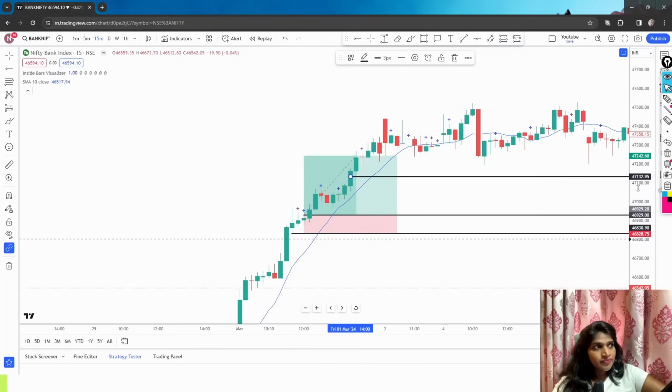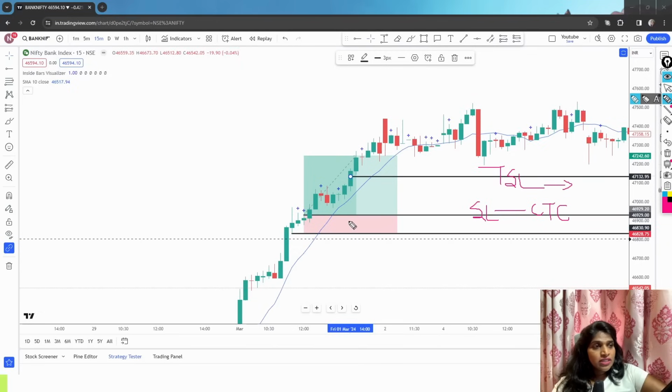This is my trailing. Now can you see, earlier my SL was 46,830. Thereafter I trailed it to 46,929. Now I am trailing it to 47,132. So can you see how I am protecting? First I was protecting my capital. When I trailed it for the first time, I protected my capital because my trailing was at cost to cost. The second time when I'm trailing the SL, here I am protecting my profits.